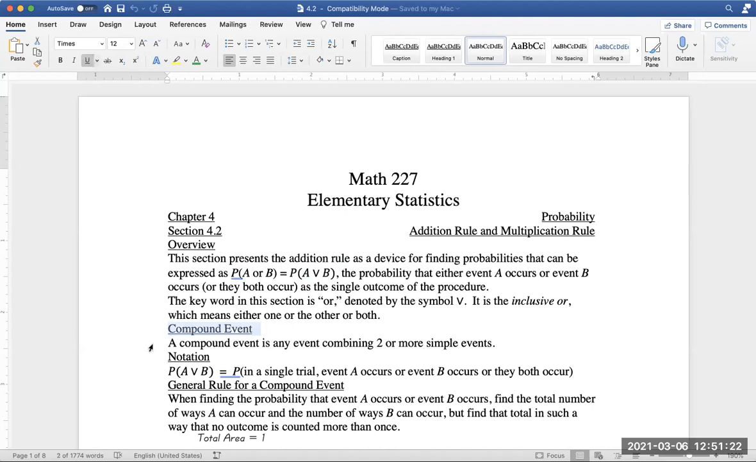A compound event is any event combining two or more simple events. So the notation, the probability of A or B, means the probability that in a single event, event A occurs, or event B occurs, or they both occur.